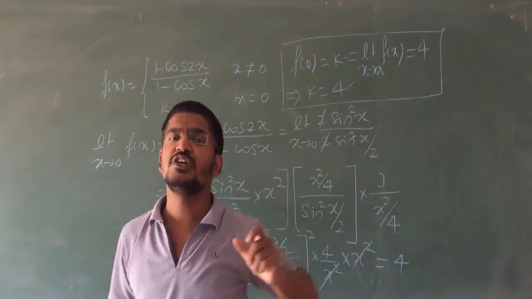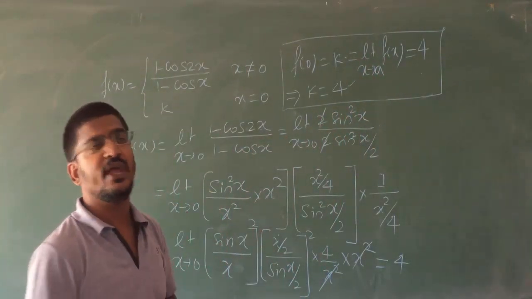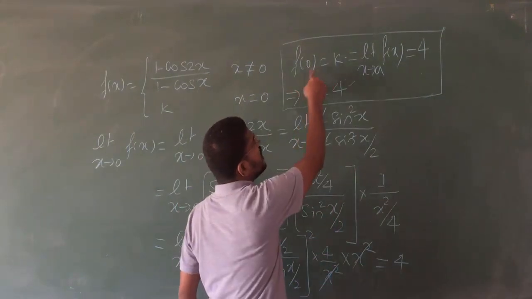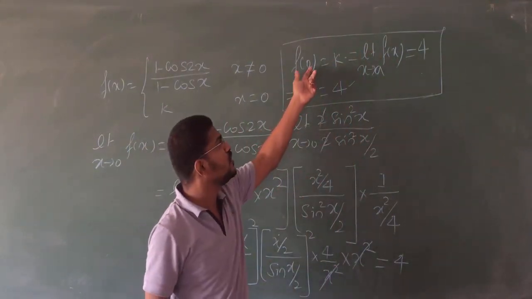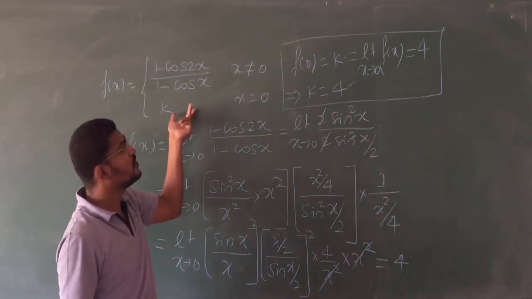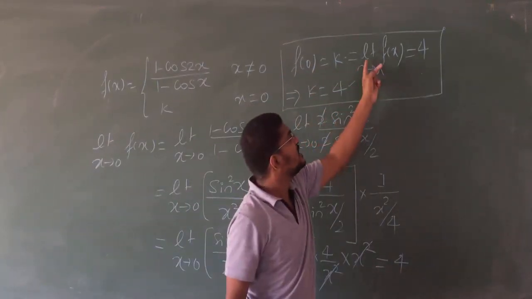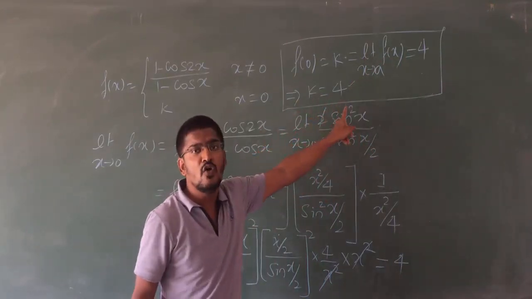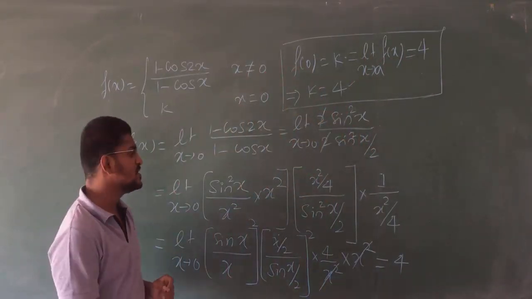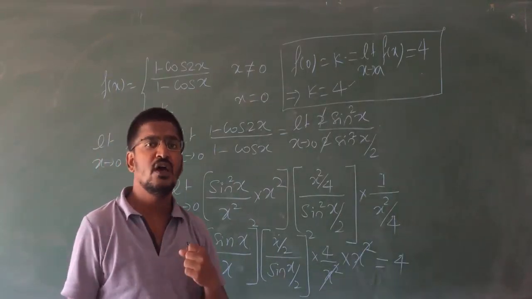That is f of 0 equal to limit x tending to 0 f of x. From the definition of continuity of limits, we know that f of 0 equal to limit x tending to 0 f of x. Here f of 0 is k. Limit x tending to 0 f of x equal to 4. Therefore k equal to 4 will be your answer from using the definition of continuity.